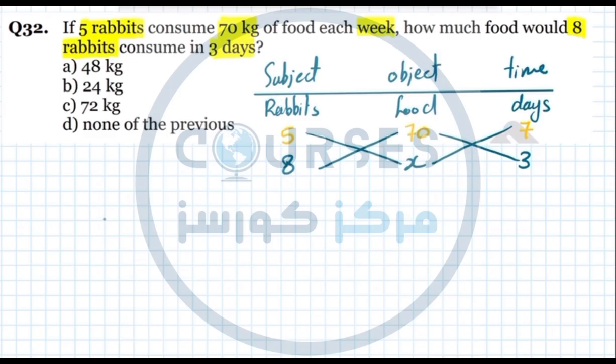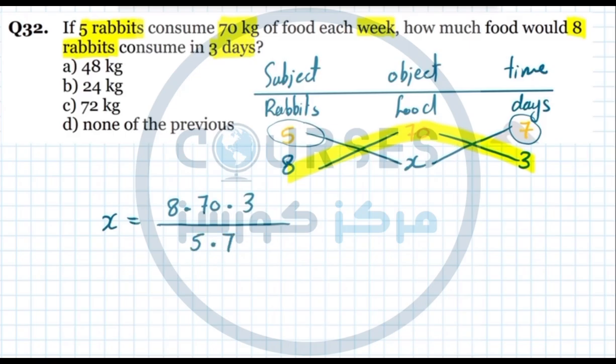So, x will be equal. Take all of the numbers not touching the x. Mister, what do you mean by not touching the x? اللي هم these. So, that will go up in the numerator. That's going to be 8 times 70 times 3. Now take the numbers touching the x. What are the numbers touching the x? They are these. These are the 2 numbers touching the x, so put them down.